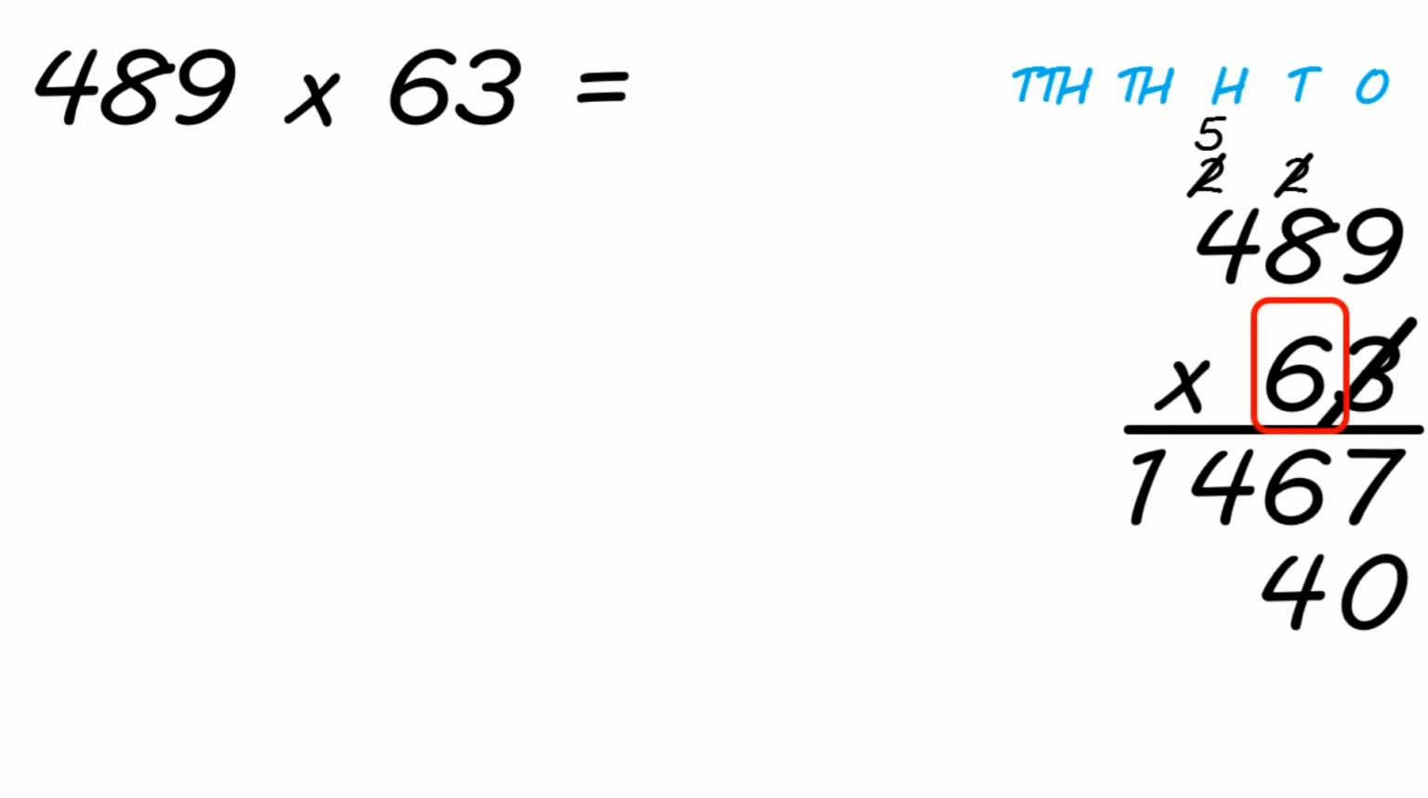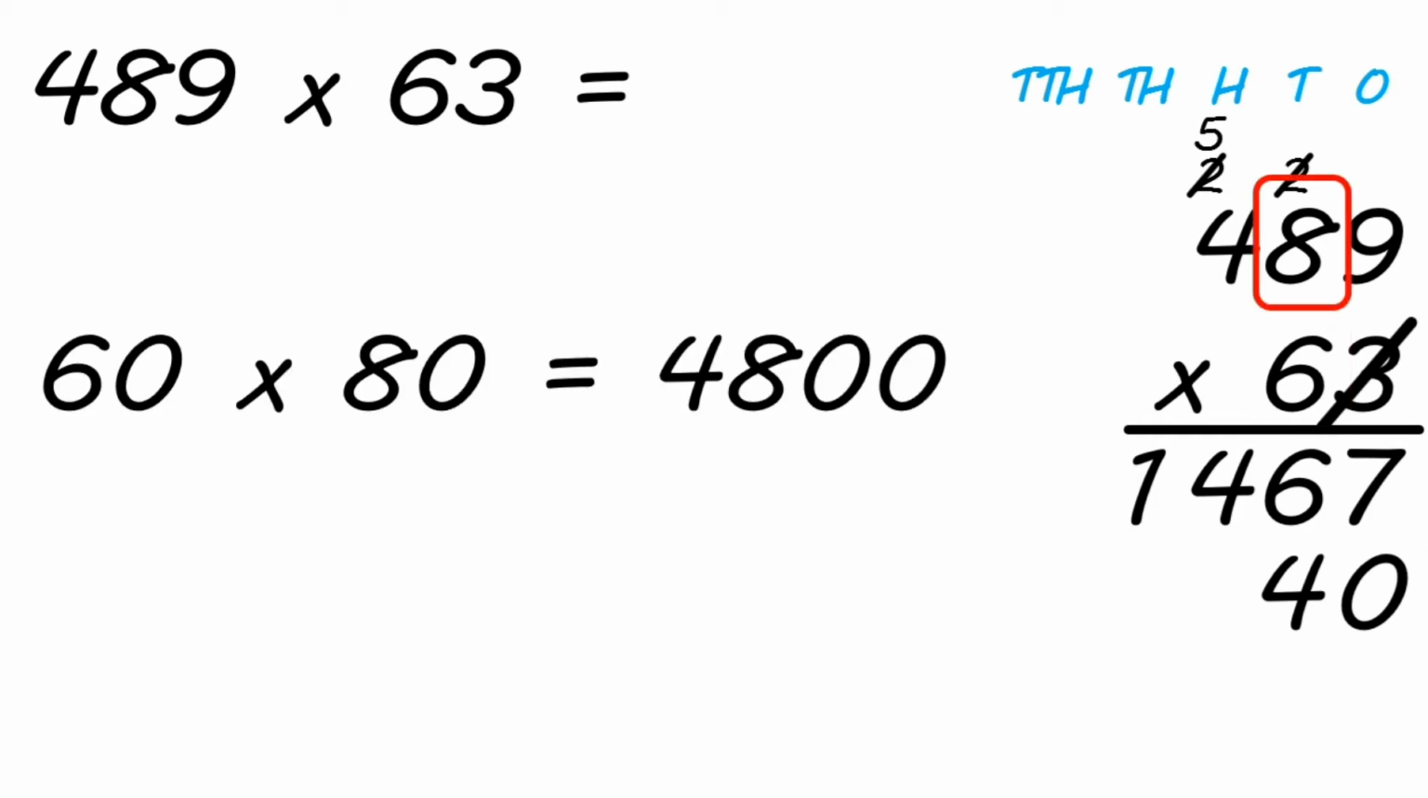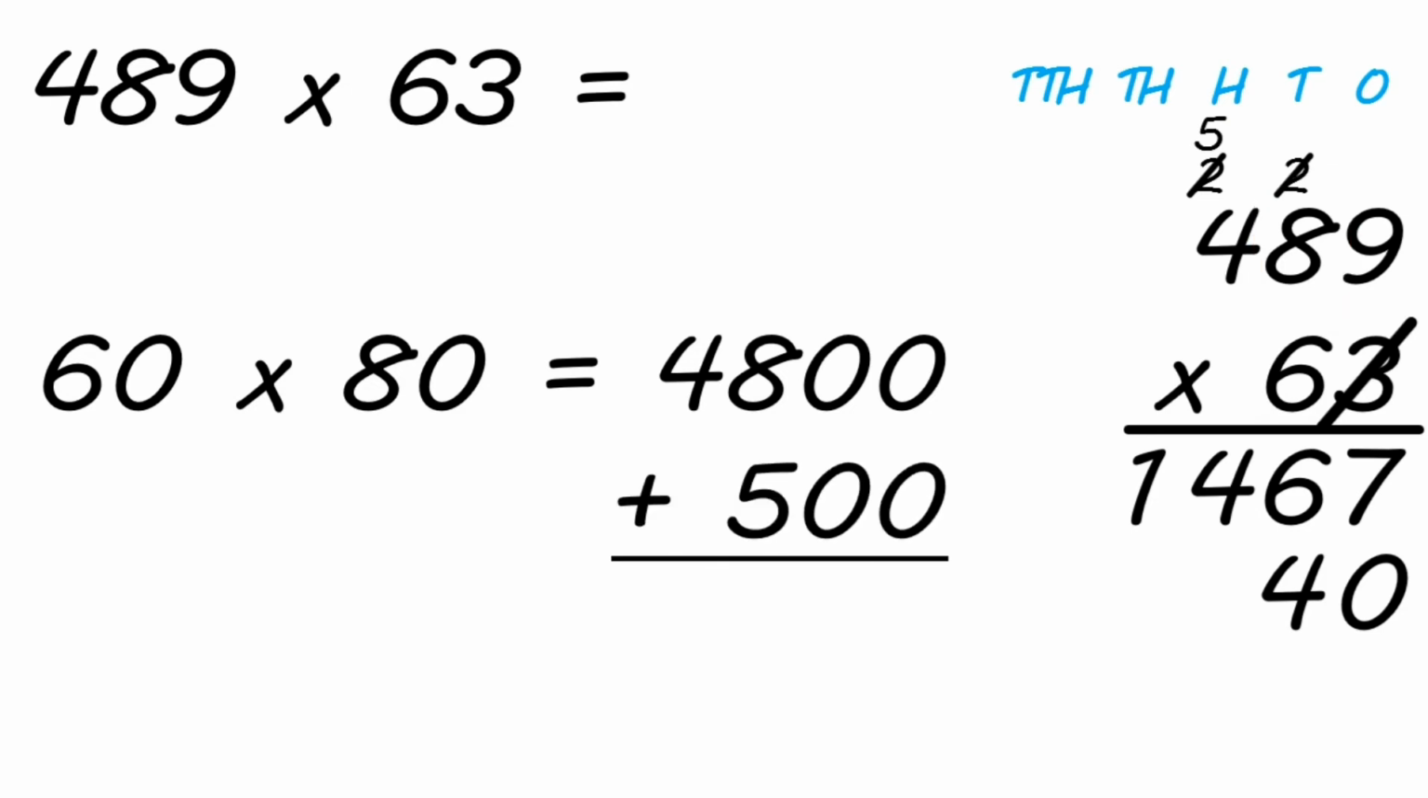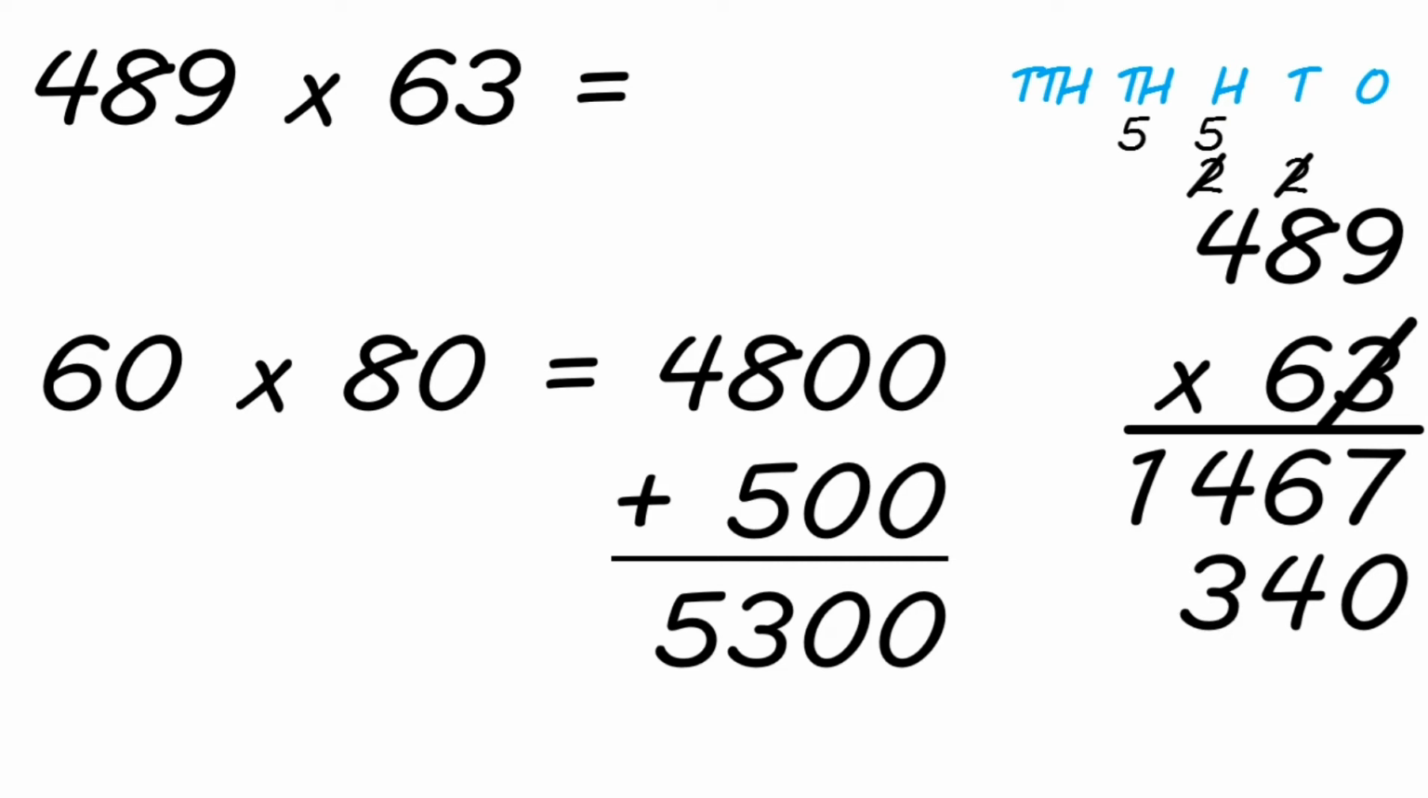Then we're going to look at 6 times 8. So that's 60 times 80 is 4,800. And you're going to add the 500 that you had from earlier, so that's 5,300. So your 3 is going to go into your hundreds column, and your 5 is going to go into your thousands column.